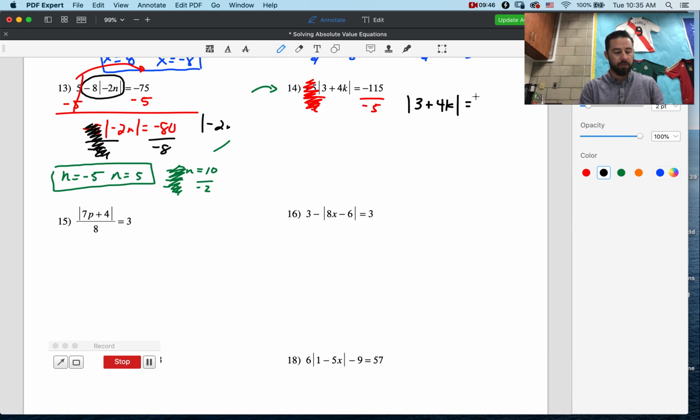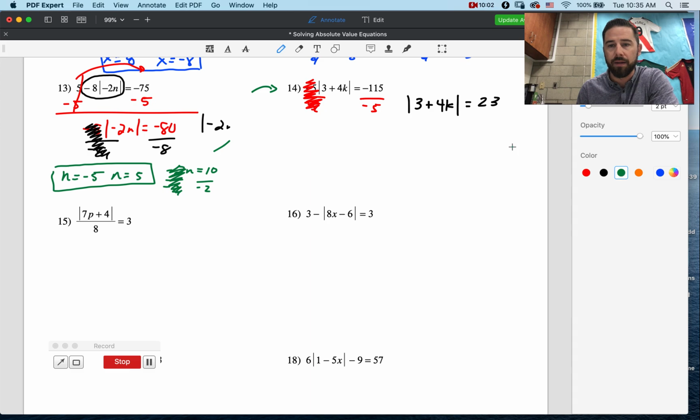Let me check it on my phone real quick. I know, I'm not prepared. 115 divided by 5. 23. Come on. Should have trusted myself. Goodness gracious.